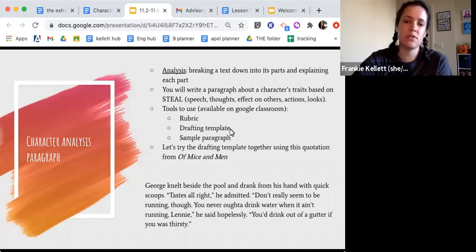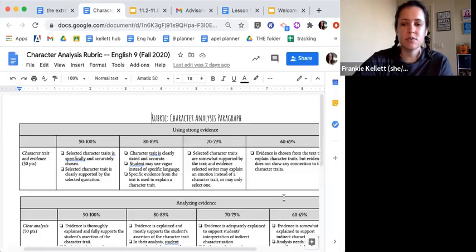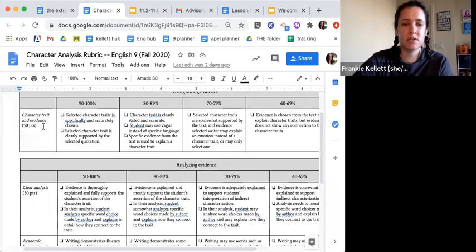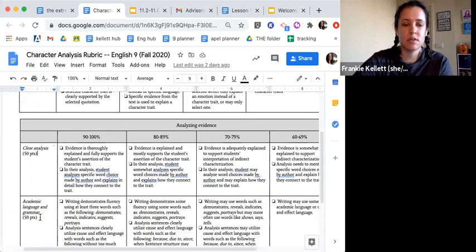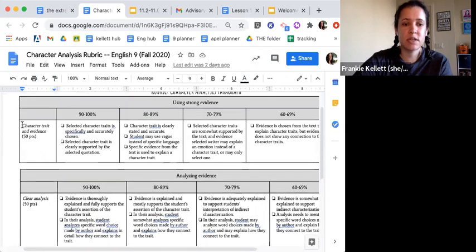There's another video going over the drafting template and sample paragraph, but right now I'm going to take a look at the rubric with you. This is the rubric for the character analysis paragraph, and you'll see that there are three standards, or three grades, that your paragraph will receive. The first one is character trait and evidence. To get an A in this category, we need to make sure the selected character trait is specifically and accurately chosen.